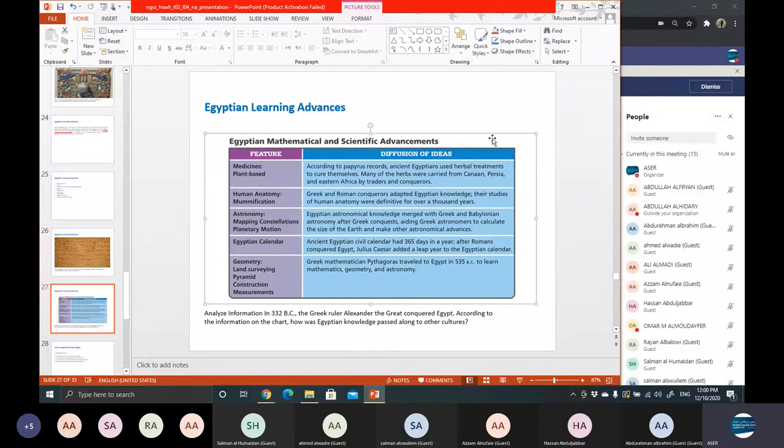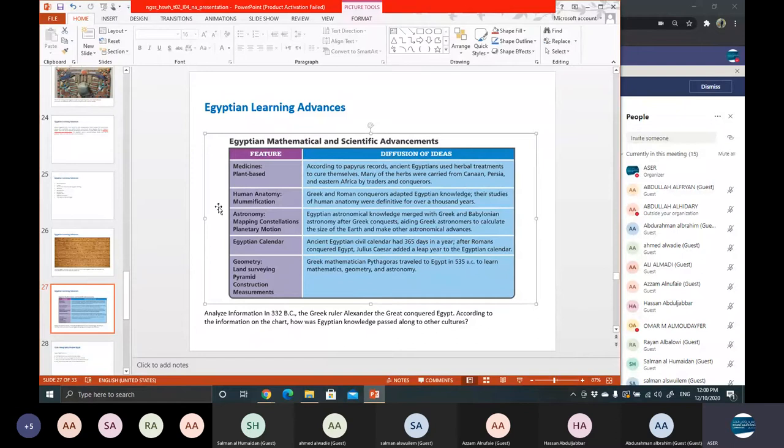A quick revision about the ancient Egyptian civilization, right? Egyptian mathematical and scientific advances. In medicine and plant-based treatments, according to papyrus records, ancient Egyptians used herbal treatments to cure themselves. Many of the herbs were carried from Canaan, Persia, and also Eastern Africa by traders and conquerors. And they used all of these herbs in order to treat some illnesses.